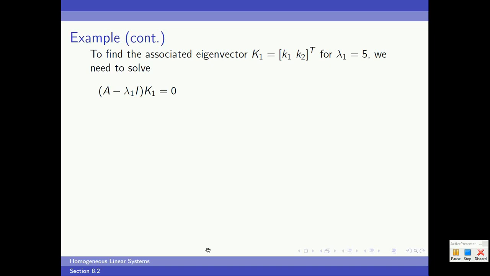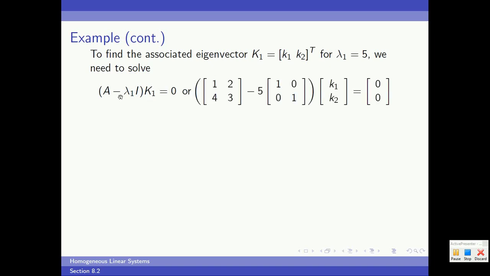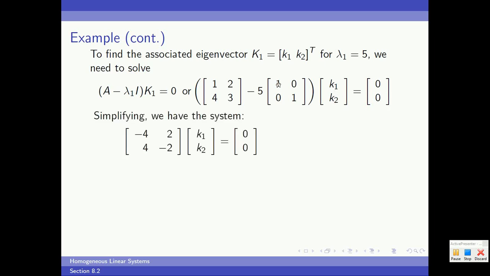Okay, so let's start with lambda equals 5. So basically what we have to do is solve this system. We need to find K1. So set up the system: A minus lambda 1 I. Here's our A. Here's our lambda, which is 5. Here's our identity matrix. We want to multiply that by some unknown vector K1, K2, which we're looking for, and set that equal to 0. So here we have 1 minus 5, gives me a negative 4, 2 minus 0. Here you have 4 minus 0, and 3 minus 5. So this is negative 2, and you're solving this system.